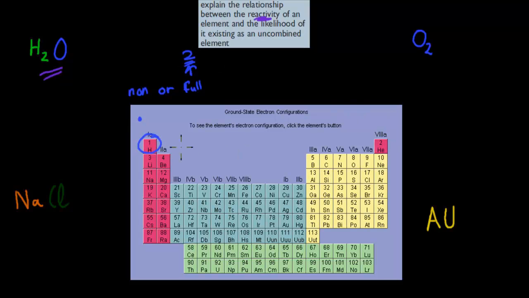In this case the first shell can only hold 2 electrons, and we're going to go over this in much more detail in future videos. But what it can do is it can either give away 1, or take 1, or share 1. And if you look at the H2O, what it's actually doing is sharing electrons, and by sharing electrons, it has reacted. Sharing means it's reacted.